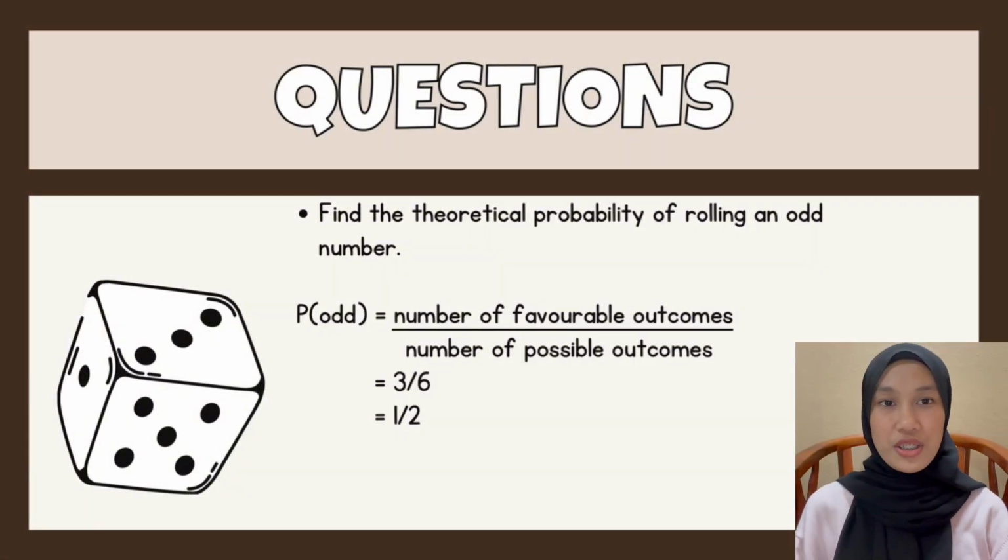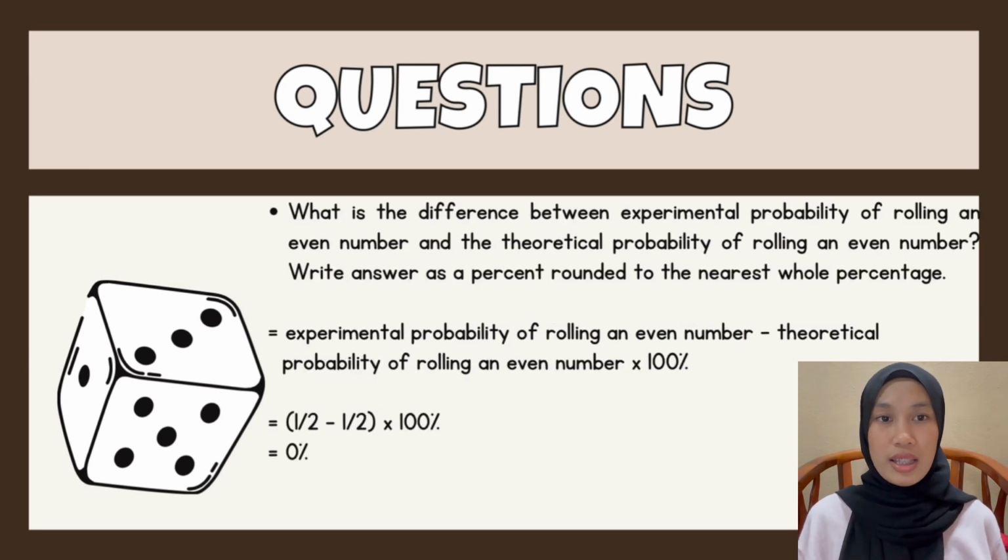So for the next question, we have to find the theoretical probability of rolling an odd number. So we use the equation P equals number of favorable outcomes divided by number of possible outcomes. So the number of favorable outcomes is 3, divided by the number of possible outcomes, which is 6. So we get the final answer 1 over 2. Moving on to the next question.